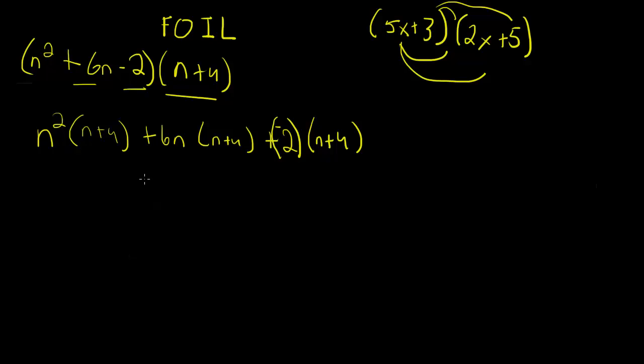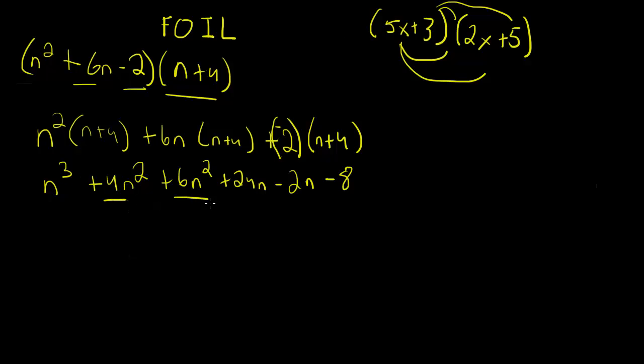And then what we're going to do is we're going to just distribute these. We get n cubed plus 4n squared plus 6n squared plus 24n, and then negative 2 multiplied by n, so that's a negative 2n, and then negative 2 multiplied by 4 is minus 8. So then we realize we have some like terms. We have these n squared terms, and we have these n terms.